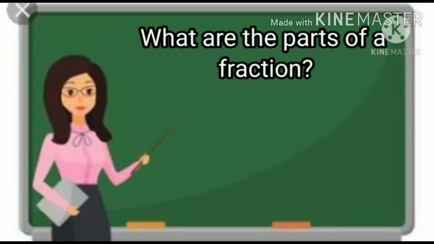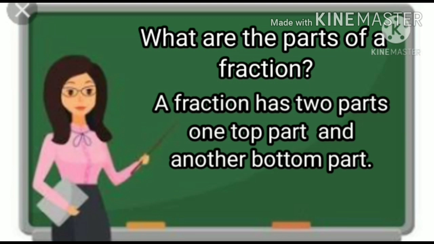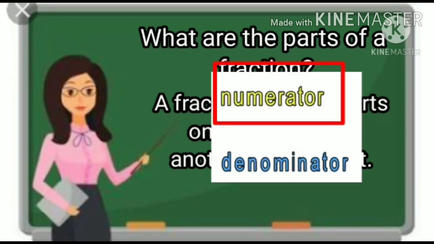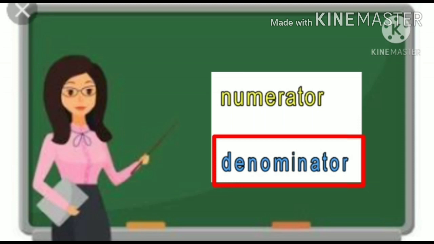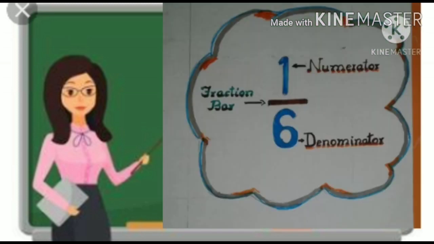What are the parts of a fraction? A fraction has 2 parts, one top part and another bottom part. The top part is known as the numerator. It indicates the number of equal parts taken. The bottom part is known as the denominator. It indicates the total number of parts. 1/6 is a fraction. Here 1 is the numerator and 6 is the denominator. The line between them is the fraction bar.